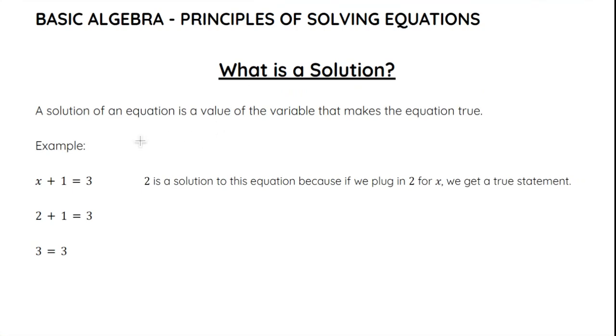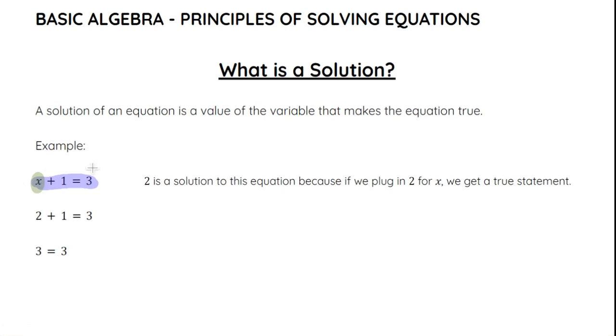So a solution of an equation is a value of the variable that makes the equation true. If I had an equation like x plus 1 equals 3, the solution is going to be the number or numbers, depending on the equation, that will go in for the variable x. And when I add 1 to that number, I get whatever's on the other side, which would be 3 in this case.